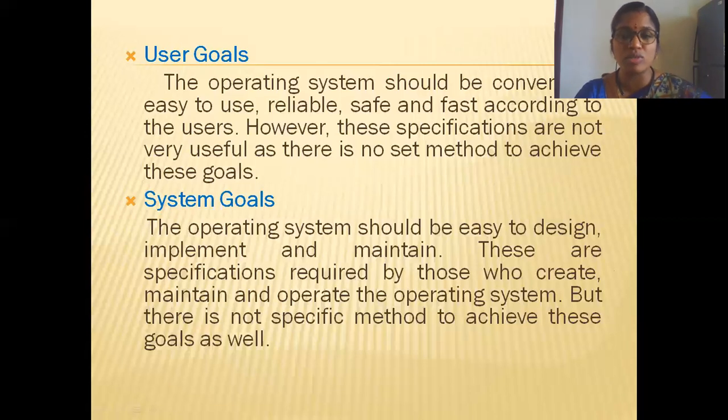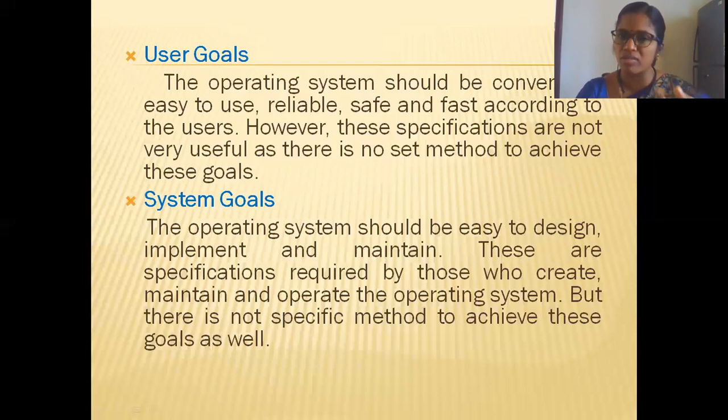So what can be the user's goal? The operating system should be convenient and easy to use. As a human being, I would like to have an easy system. So the user requires it to be easy to use, reliable, that means trustable, safe, and fast. So the user wants all these things. These are nothing but the goals of the user.